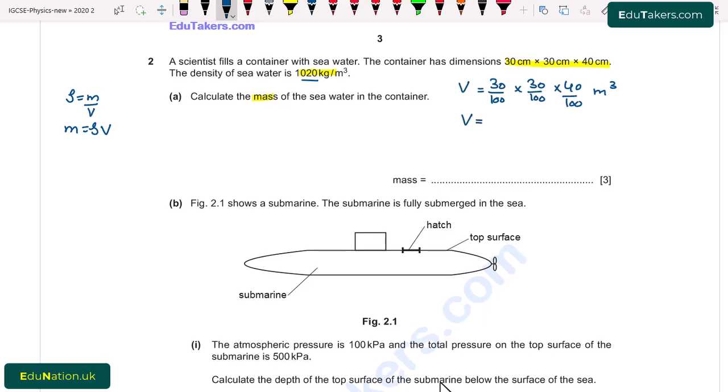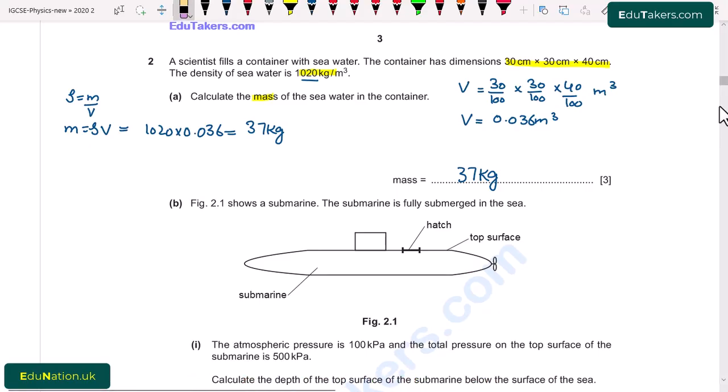So the total volume comes to be 0.036 meter cube. I put the values of this volume and density into this formula, so I get 1020 multiplied by 0.036, and it comes to be 37 kilogram. So mass comes to be 37 kilogram. Part B. Here is figure 2.1.